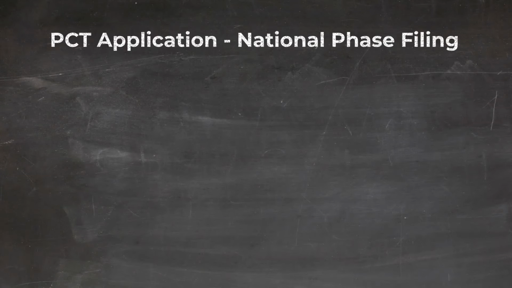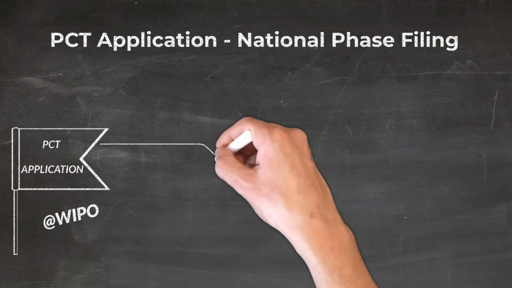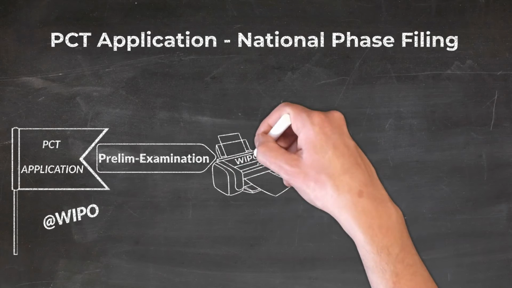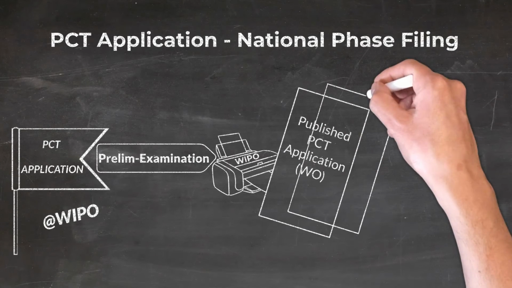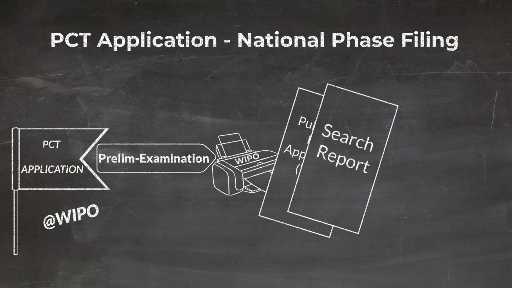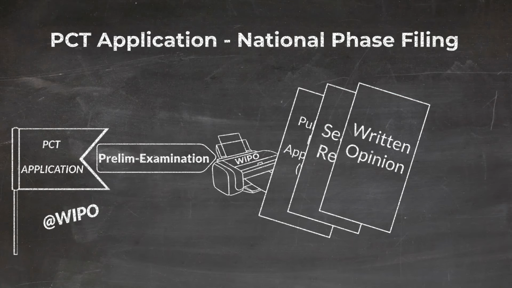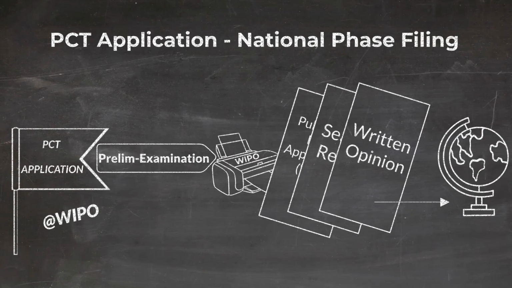Aside from the additional 18 months that filing a PCT application provides, another benefit to filing a PCT application is that WIPO performs a preliminary examination. In addition to publishing the PCT application, the WO document, they also publish a search report which identifies any prior art that could threaten the patentability of the application, as well as a written opinion which provides a general forecast of the patentability of this application. This information helps applicants make their decisions as to how to proceed with the national phase filings.